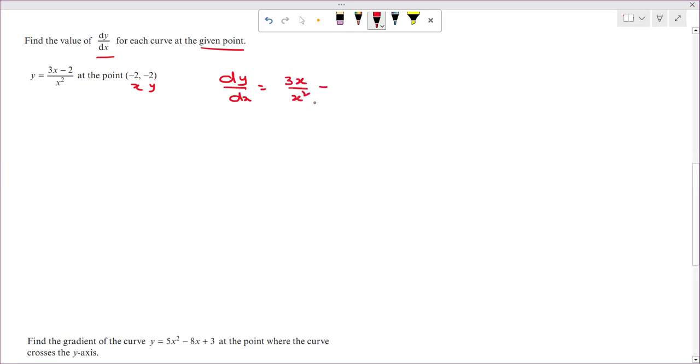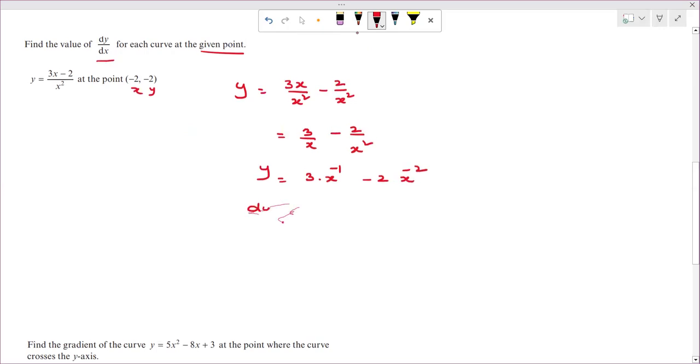We also have the quotient formula, but at AS level we are not going to use this u by v formula. I am just going for splitting. One x cancels, so y is equal to 3 by x minus 2 by x squared. Now write it down with x always in the numerator: x to the power of minus 1 and x to the power of minus 2. This is the y value. Now differentiate, dy by dx.